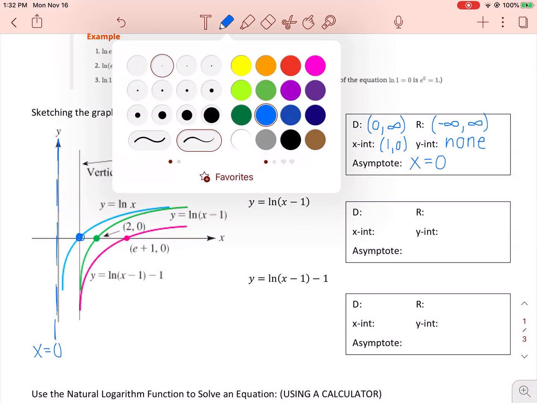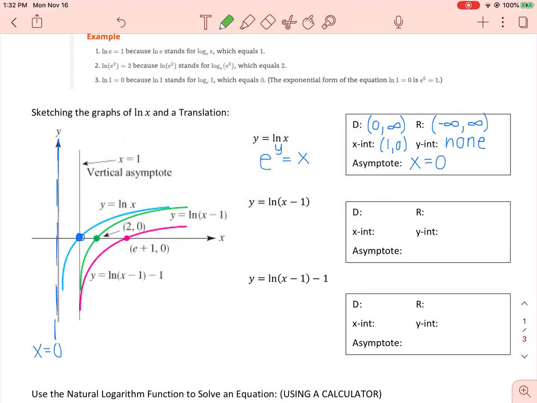Now we're going to change to the green function, which is y equals ln of x minus 1. Well, looking at the green, let's follow the table here. The domain, it's going to actually be affected right here by this dashed line. You'll see it says x equals 1, vertical asymptote. That affects this green ln of x minus 1. So the domain is now 1 to infinity.